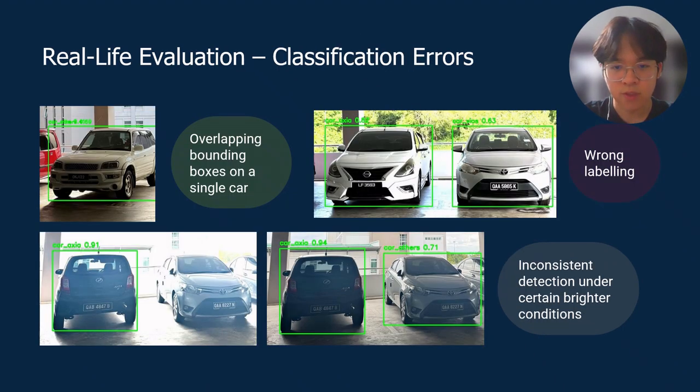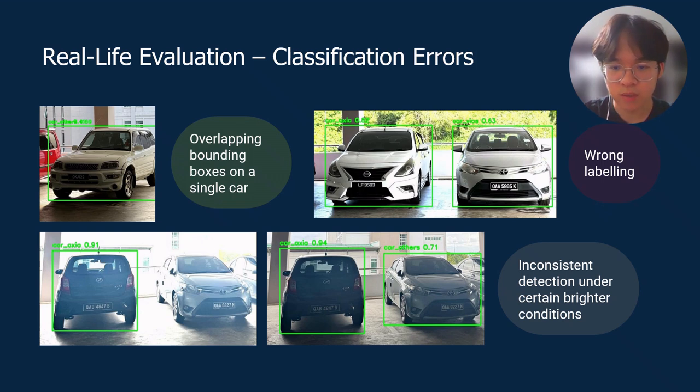Now from just now's analysis, we can see that the model does have decent performance on real life testing, but there are also certain classification errors that we've identified during the testing, which we can summarize in three main errors. The first one is the overlapping bounding boxes on a single car, which means that the model repeatedly performed predictions and analysis on one car.